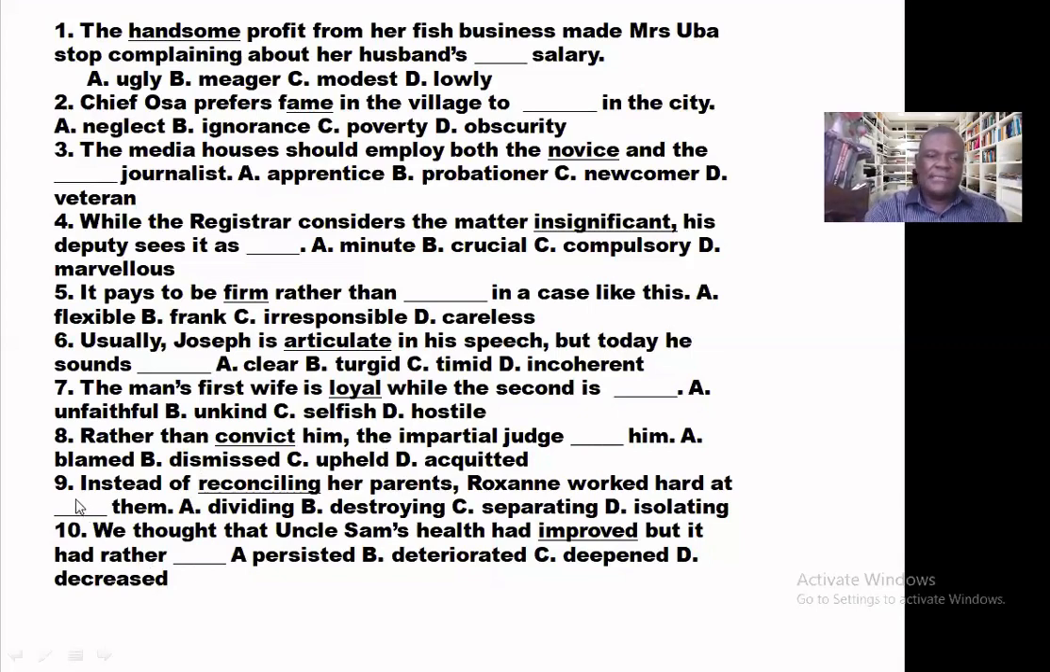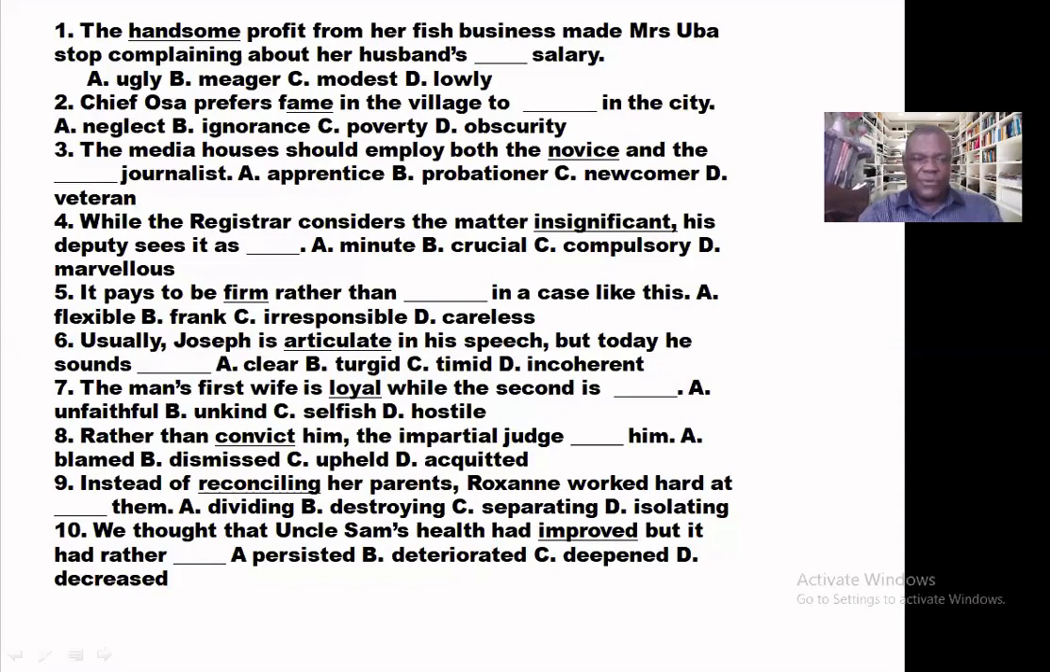Number 9, instead of reconciling her parents, Roxanne worked hard at dash them. A, dividing. Of course, you divide and rule. When you divide people, you set them against one another. Destroying, no. C, separating, no.